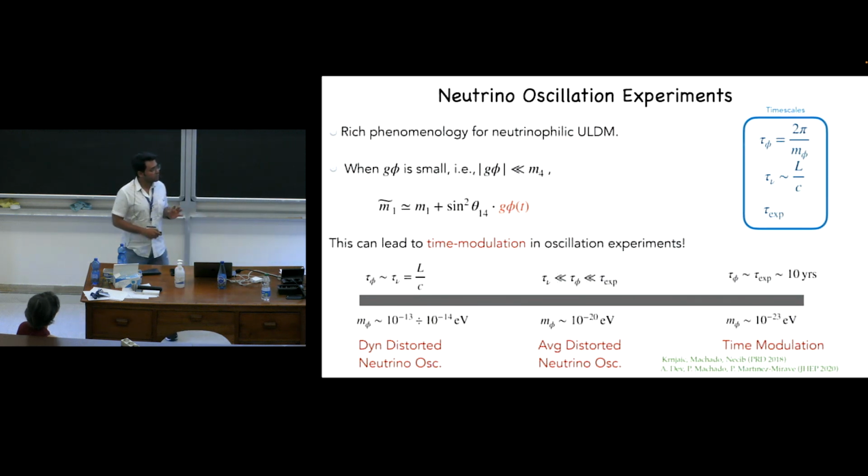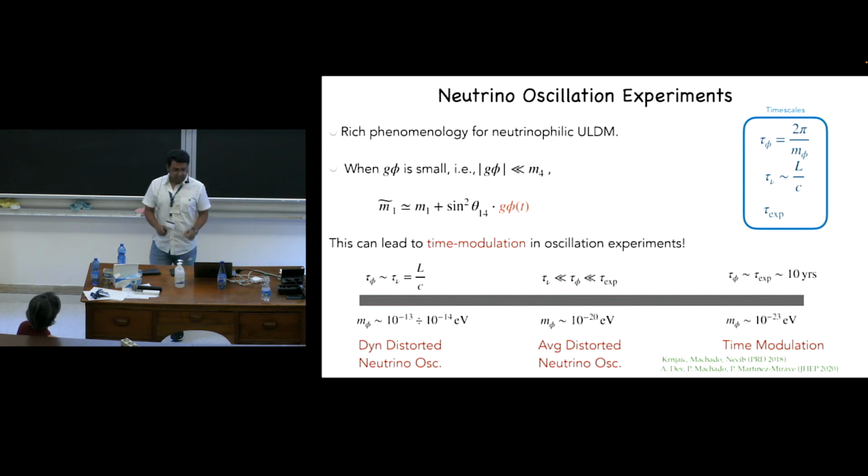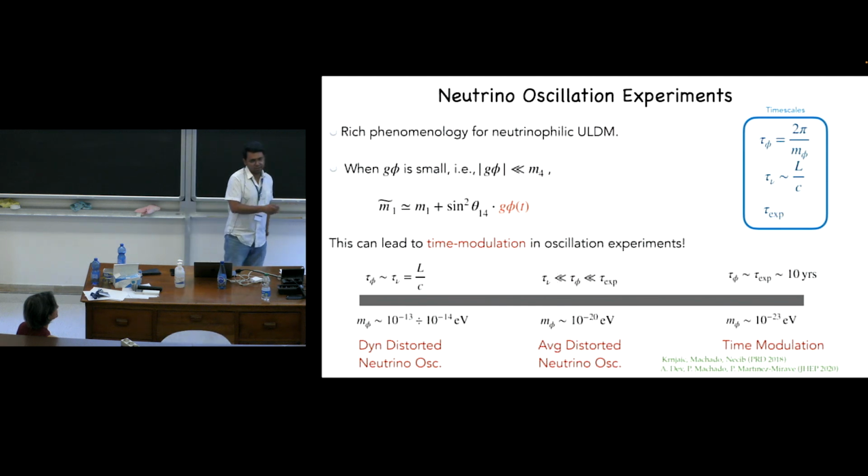Now broadly, if you think about it, there are three time scales in the problem. There is a time scale of oscillation, which is given by the mass of the scalar field. There is a time scale which is essentially the distance of flight of the neutrino, so it's the distance that the neutrino travels divided by roughly the velocity of the neutrino. And of course, there is an experimental time scale, which is of the order of a few years. Now, depending on the hierarchy between these time scales, the signal can be different.